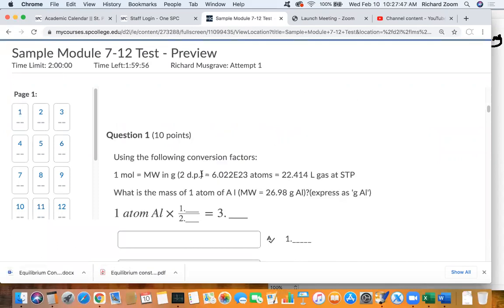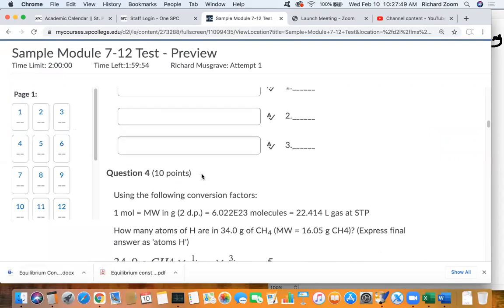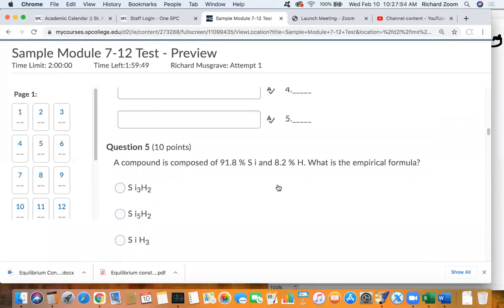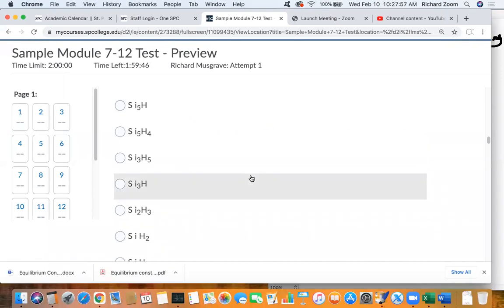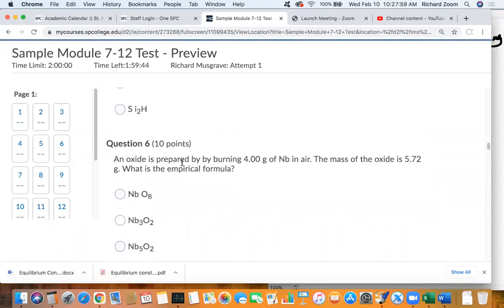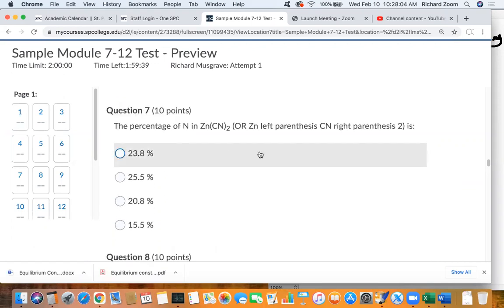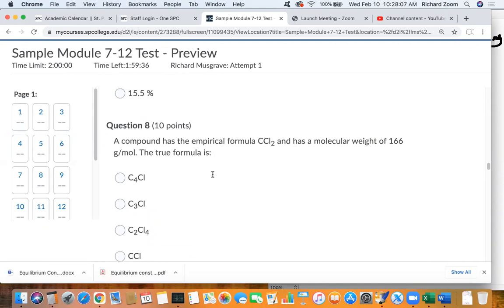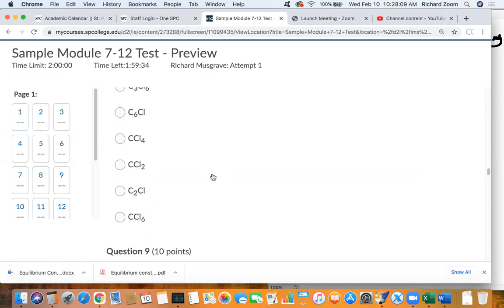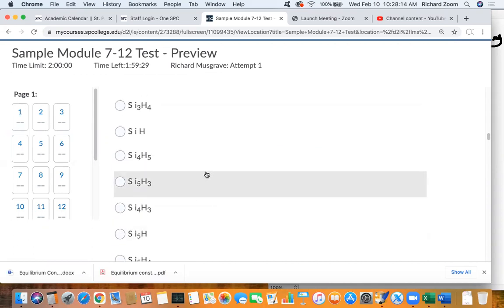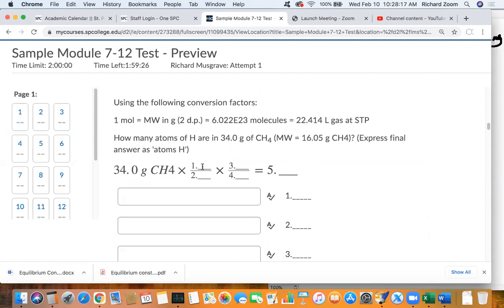So the problems that are relevant to Module 8 are questions 5, which is a percent element kind of problem, then an oxide problem, just like the one we were just talking about, and then a percentage problem, and then a true formula problem. That's it. So 5 through 8 relate to Module 8. So again, that's something you can prepare for now. You can start doing those kinds of problems to make sure you can do them when you do them on the test.